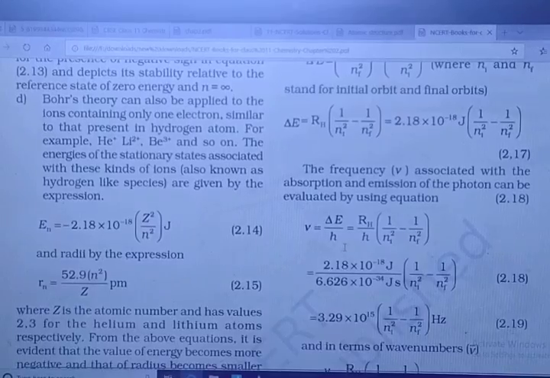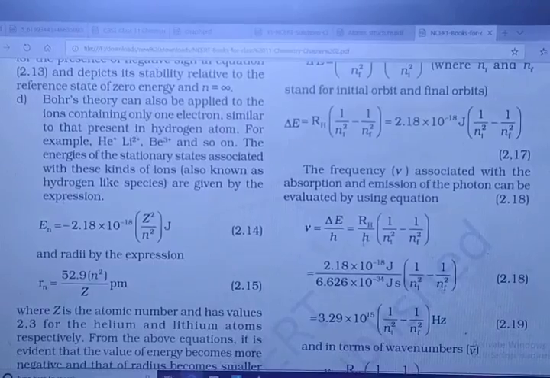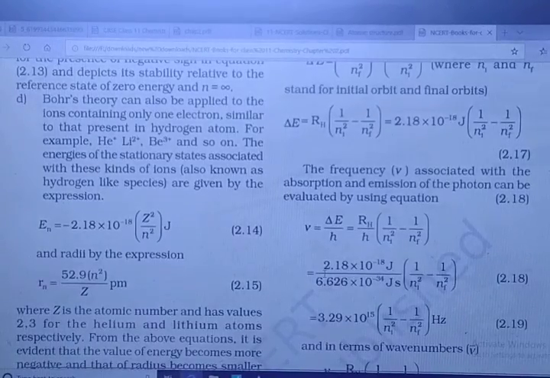We have already seen that delta E is equal to h nu, so nu will be delta E by h. The delta E value is 2.18 into 10 to the power minus 18, or you can use the equation R_H into 1 upon ni square minus 1 upon nf square. What is the value of the Planck constant? It is 6.626 into 10 to the power minus 34 joule second. The R_H value is 2.18 into 10 to the power minus 18 joule. So it is 2.18 into 10 to the power minus 18 joule upon 6.626 into 10 to the power minus 34 joule second, into 1 upon ni square minus 1 upon nf square.